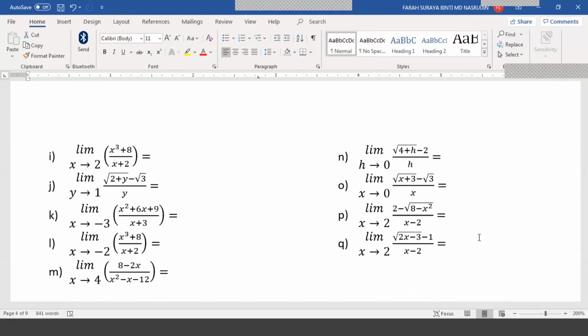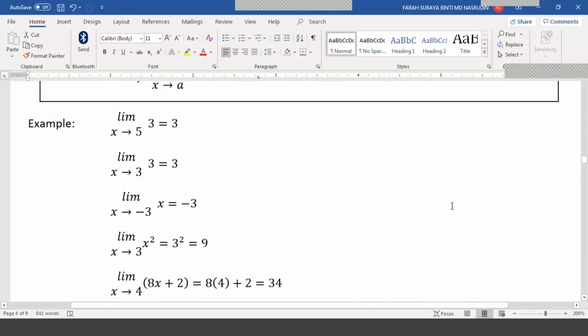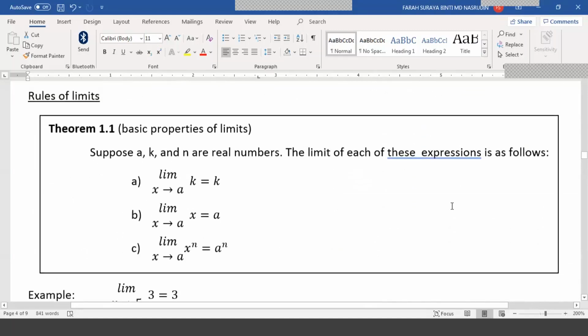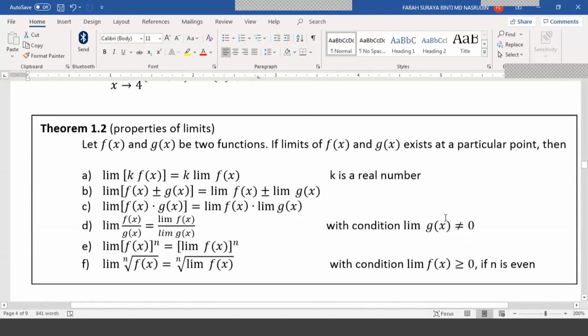Madam. Ya. Nak screenshot yang rules tu. Okay, sekejap. Yang ni ke? Okay, teorem yang ni. Dan juga, dah. Okay, yang ni. Teorem 1.2.